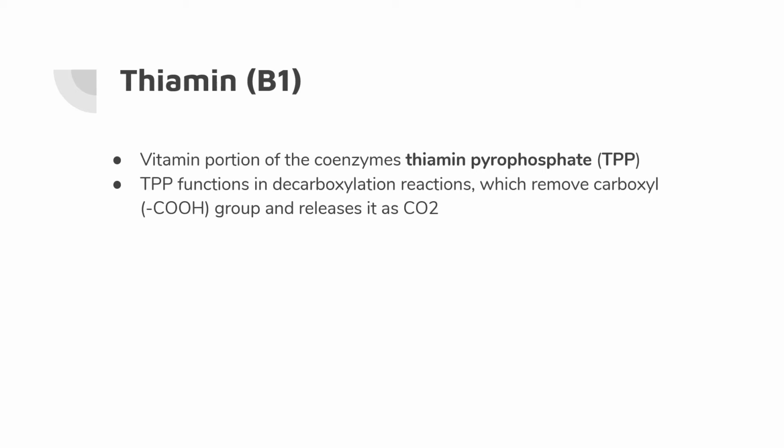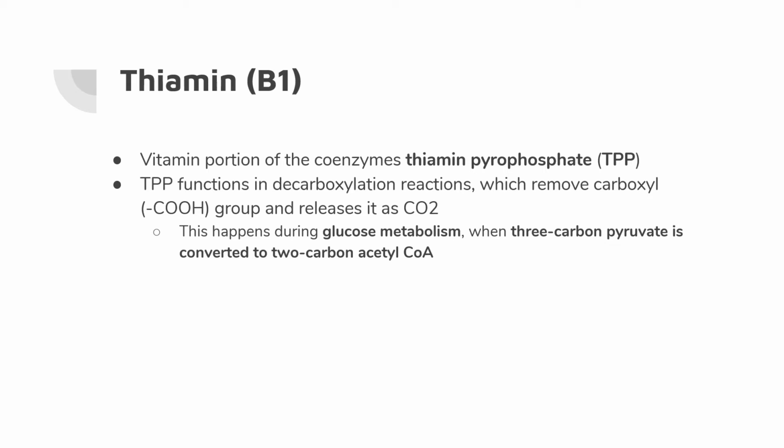Thiamine pyrophosphate functions in the decarboxylation reactions, which remove a carboxyl group from a molecule and thus release carbon dioxide. We see this happening continually during glucose metabolism, particularly where pyruvate is converted to acetyl-CoA. You can see the carboxyl group being removed, so we're removing one carbon-containing group from pyruvate, thus reducing it from a 3-carbon molecule to a 2-carbon molecule, which we call acetyl-CoA.